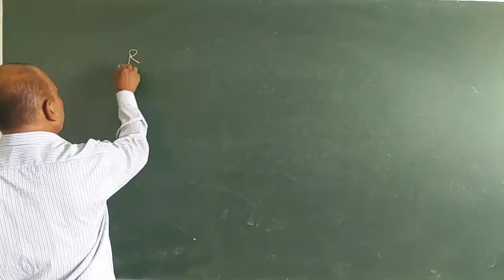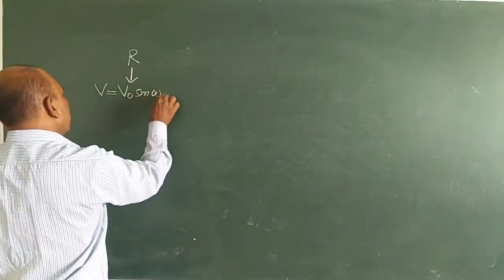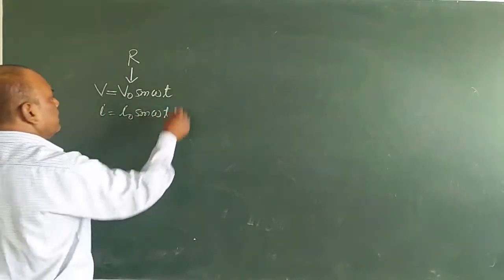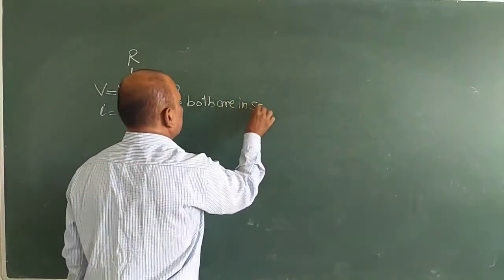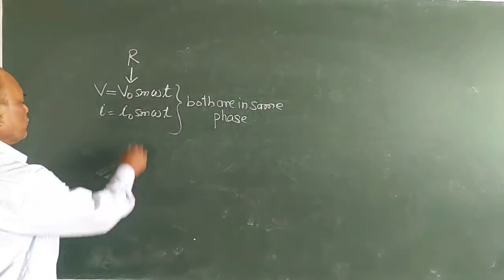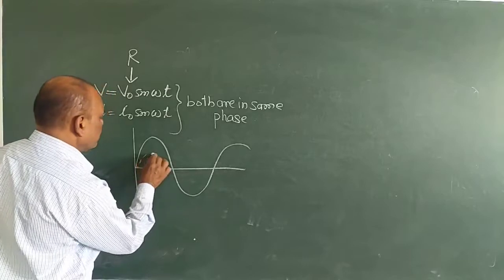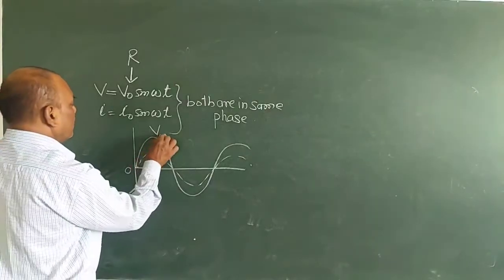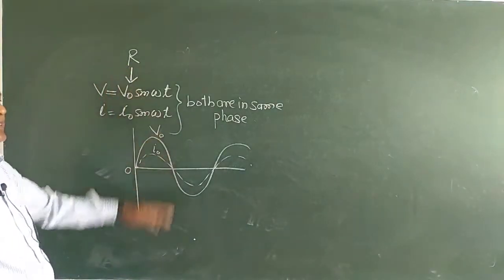So in the case of resistance, we write V equal to V0 sin omega t and I equal to I0 sin omega t. Both are in the same phase here. So voltage starts from origin and current also starts from origin. This will be V, this will be I, and this is O here. So this will be the case of voltage and current in the case of resistance.